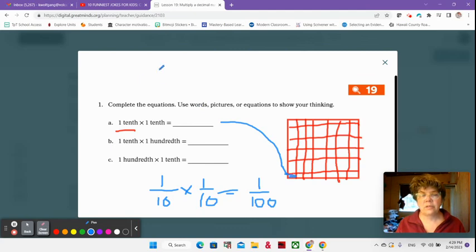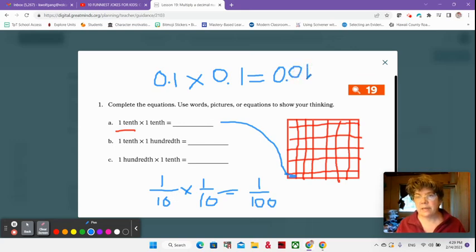Make sense? We can also think about our place value chart. If I have 1/10 and I multiply it by 1/10, that's the same as dividing by 10, then I'm moving my place value over one time. This is a good time to review that place value. So 1/10 times 1/10 is 1/100th. How about 1/10 times 100th?